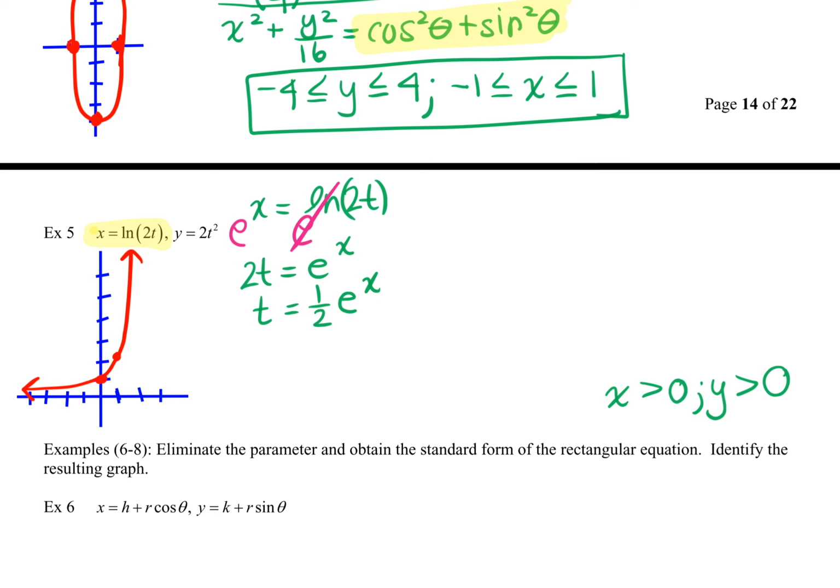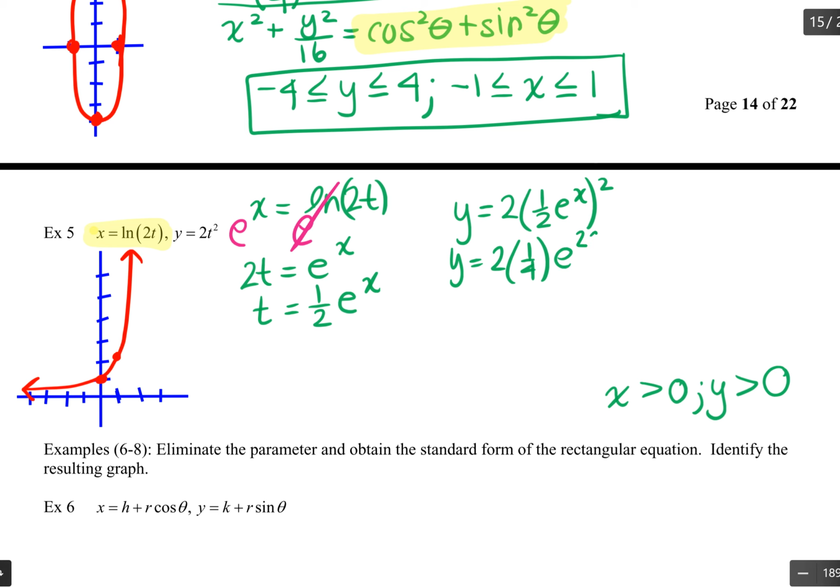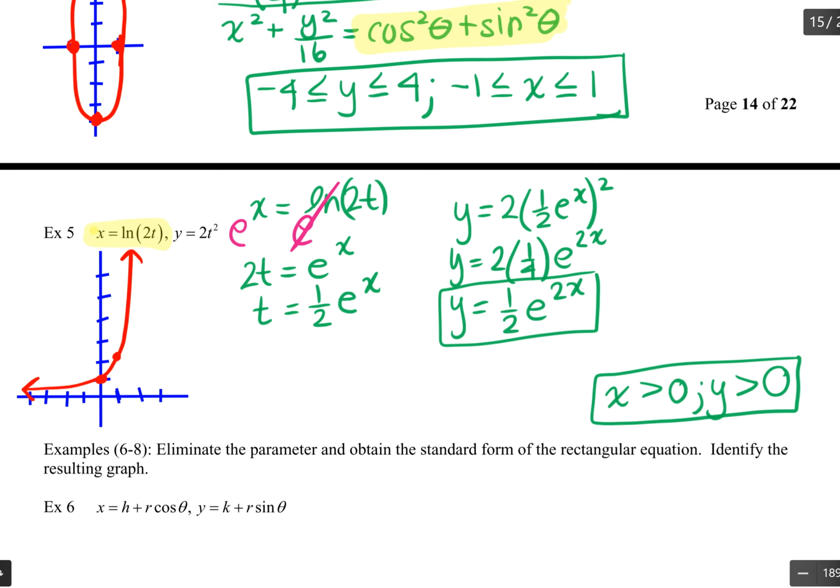Now with that, I can plug it into my y equation. So y is equal to 2 times 1/2 e to the x quantity squared. Simplifying this then, I will have y is equal to 2 times 1/4, and then I multiply those exponents, so it's e to the 2x. And last, my fraction, y is equal to 1/2 e to the 2x. So I have y equals 1/2 e to the 2x. I have my restrictions here: x is greater than 0, and y is greater than 0.